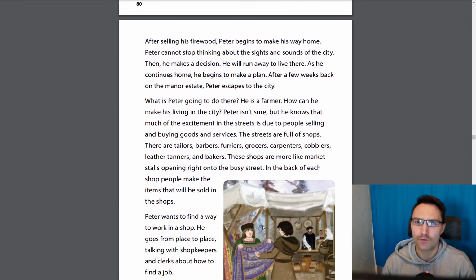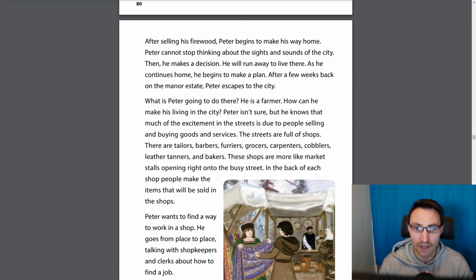After selling his firewood, Peter begins to make his way home. Peter cannot stop thinking about the sights and sounds of the city. Then he makes a decision. He will run away to live there. As he continues home, he begins to make a plan. After a few weeks back on the manor estate, Peter escapes to the city.